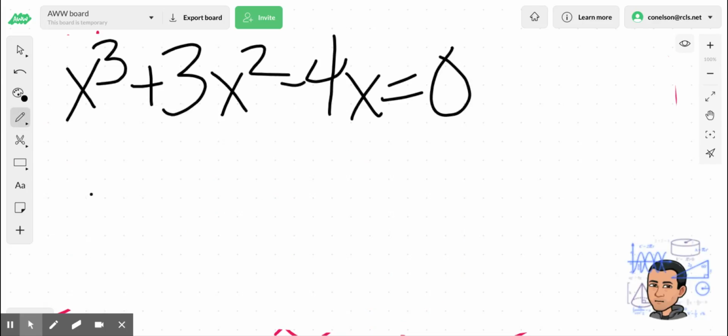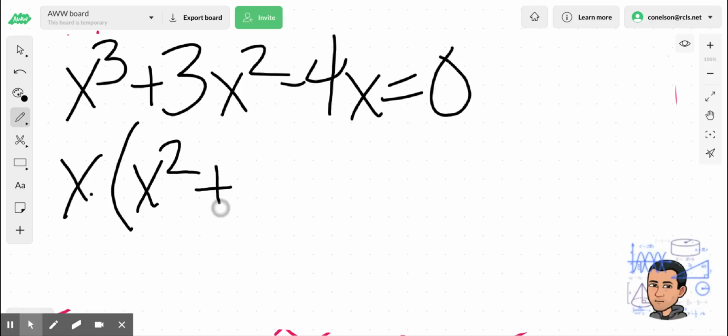Now, at this point, you might be going, what do I do? Well, the first thing I look at is step 1 in all of our factoring: what do they have in common? And they all have x in common. So when you bring an x out, you end up with x squared plus 3x minus 4.